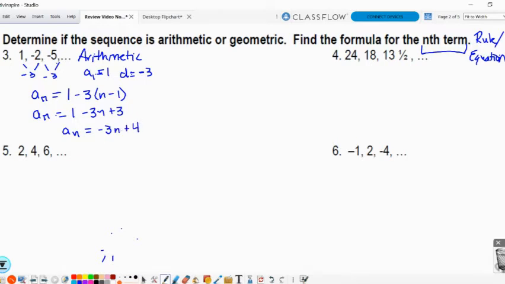As we look at number 4, there is no common difference. We're not subtracting the same amount to get from term to term. So we're going to create a ratio of the term on the right divided by the term on the left to find if this is geometric. And 18 over 24 gives us 3/4. And we can double check 13.5 over 18 is also 3/4. That's our common ratio.